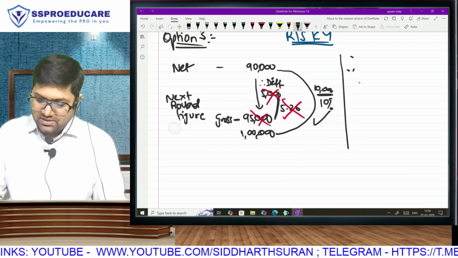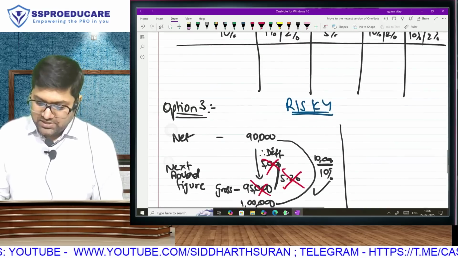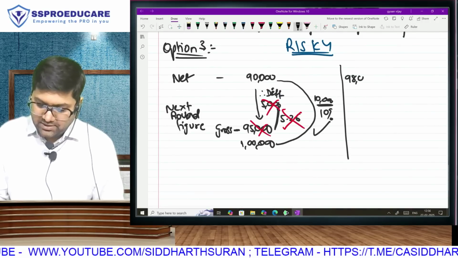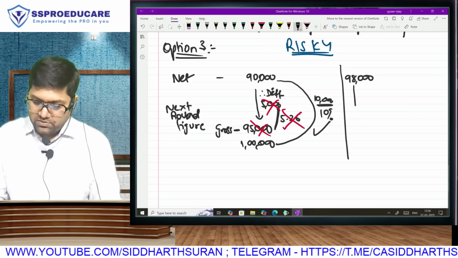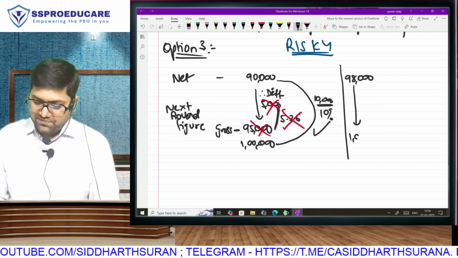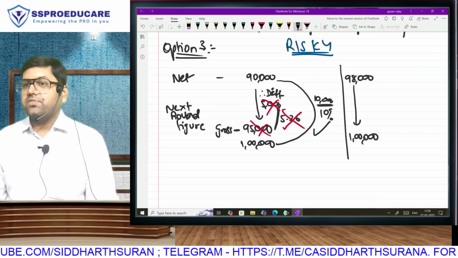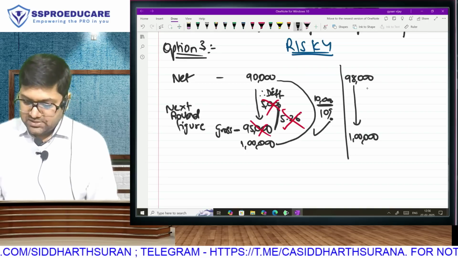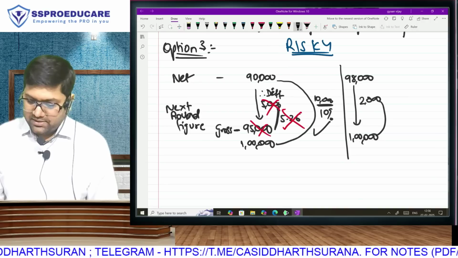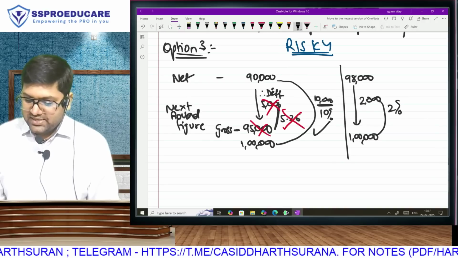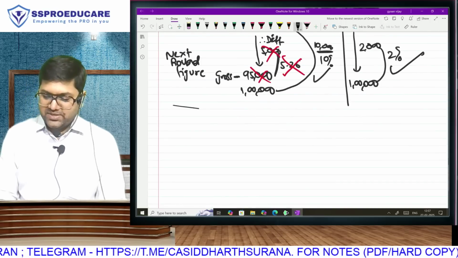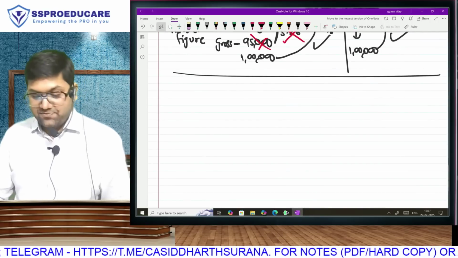Suppose the net amount given to you in the question is 98,000. What will you do? Go to 1 lakh. What is the difference? The difference is 2,000. When I check on this, I get 2%. Is there such a rate? Correct. Let's play this game further.